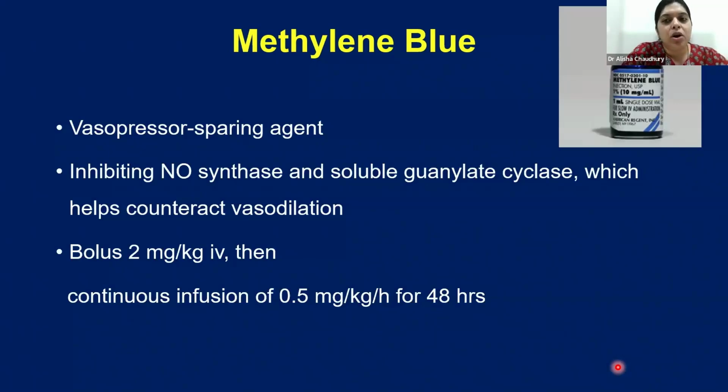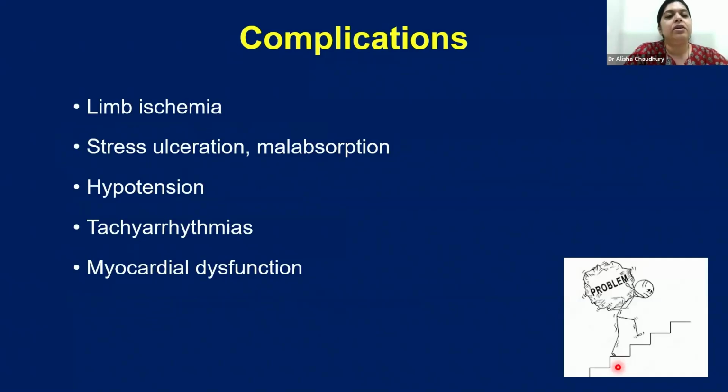When we have talked about all these drugs, what are the complications? They can cause limb ischemia, stress ulcerations and malabsorption, especially the drugs which are very potent vasoconstrictors. The drugs like dobutamine and milrinone can cause a lot of hypotension and tachyarrhythmias.